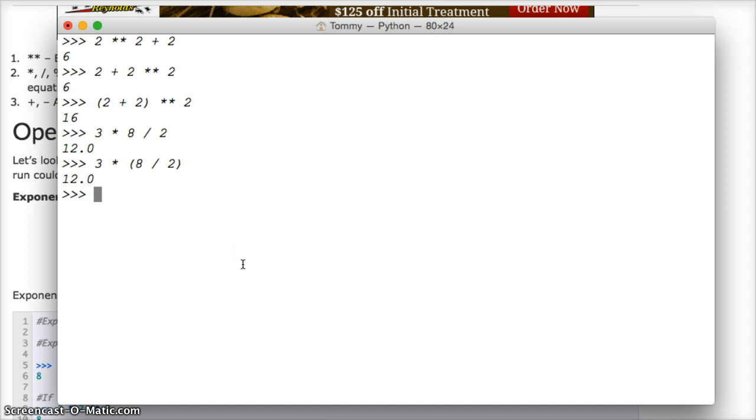So let's take a look at another one. Let's do 6 times parentheses 7 divided by 4 parentheses. Alright, so let's take a look at this. It's going to run the division first and then multiply by 6. Hit return, we get 10.5. So what actually happened there? 7 divided by 4 equals 1.75, and then we multiply 1.75 by 6, and we get 10.5. So that's how the equation ran it: 7 divided by 4 first, because we had parentheses, and then 6 times 1.75, the value of this equation.